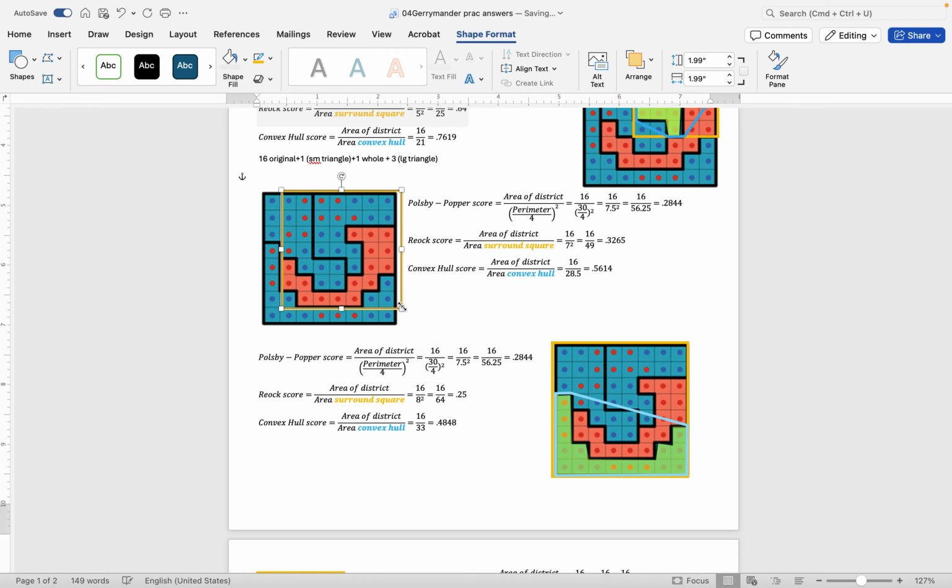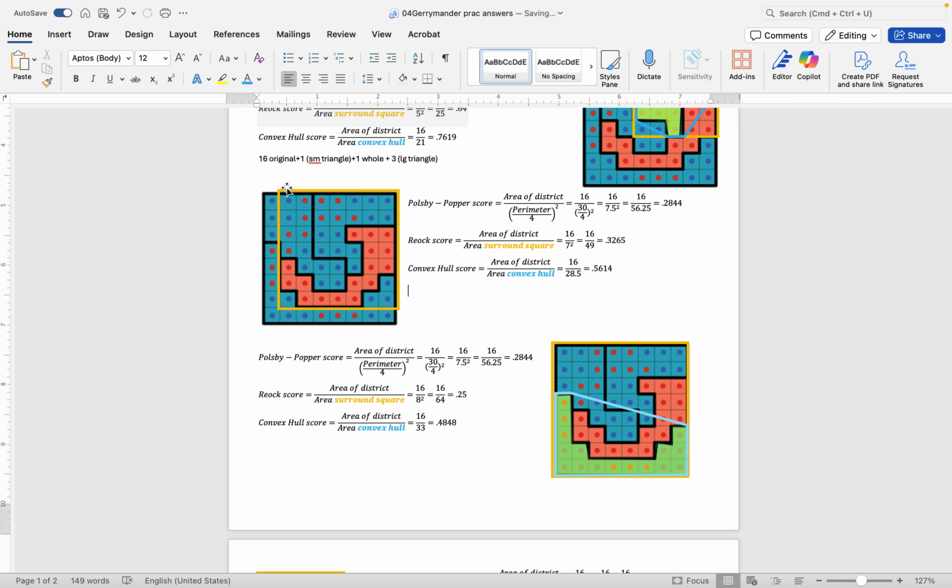Okay, and I'm actually just going to shift it back so it fits better here. There we go. I got a little crazy while I was drawing there. All right, so this is a 7 by 7 square.